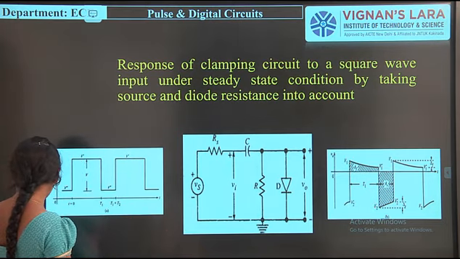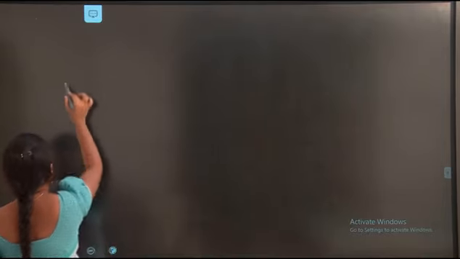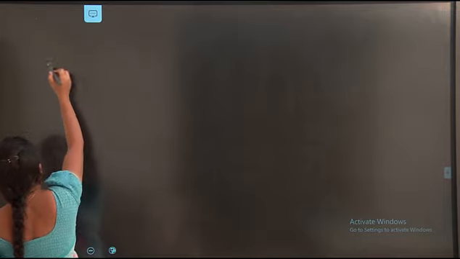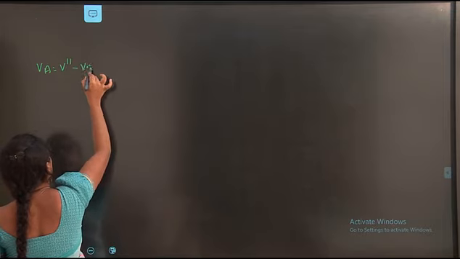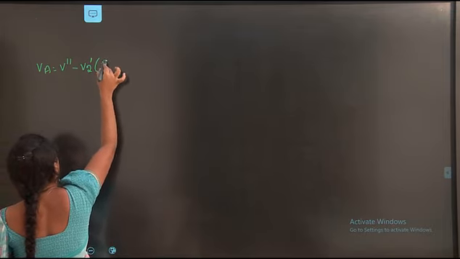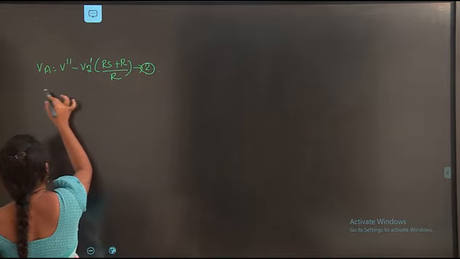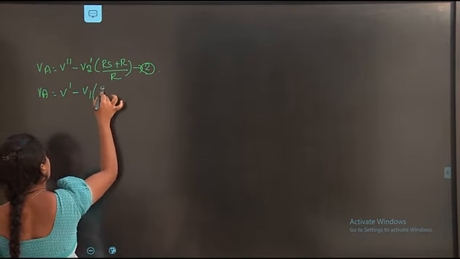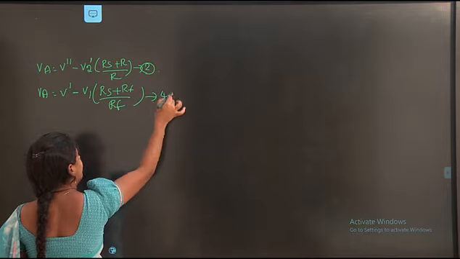So from that I have to write like this. First, VA is equal to V double dash minus V2 dash times (RS plus R) by R. This is equation number 2. And VA is equal to V dash minus V1 times (RS plus RF) by RF. This is equation number 4. And then we have to find equation number 5 and 6 also.